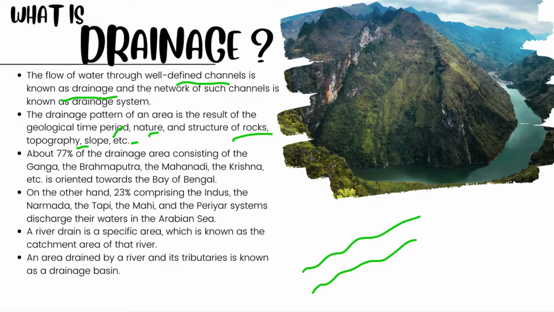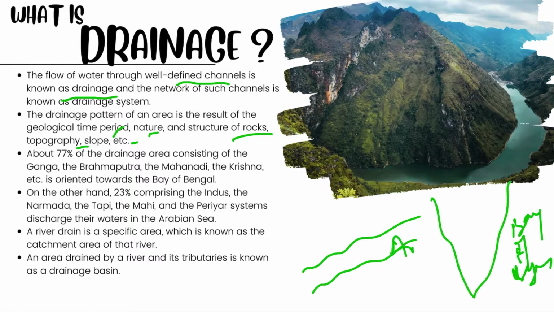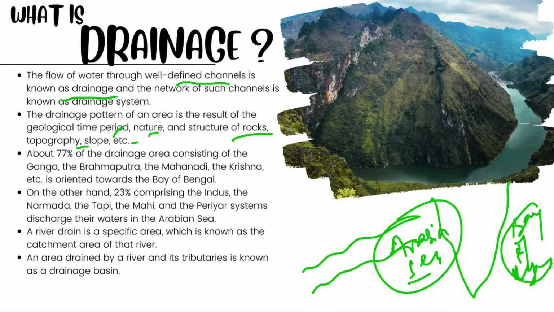Whatever the total drainage, if you are familiar with the Indian map, here it is the Bay of Bengal, here the Arabian Sea. So there are two ways that we are talking about. Almost 77% of the drainage area consists of major rivers like Brahmaputra, Mahanadi, Krishna, and they come to the Bay of Bengal. The remaining 23% of water is carried by Indus, Narmada, Tapi, Mahi and other rivers, and they come to the Arabian Sea. Go through these two points and you will understand it easily.